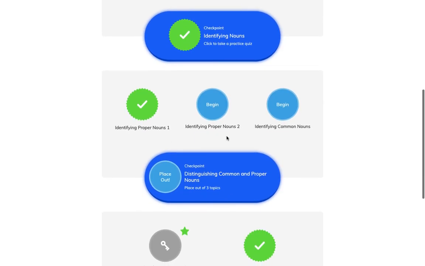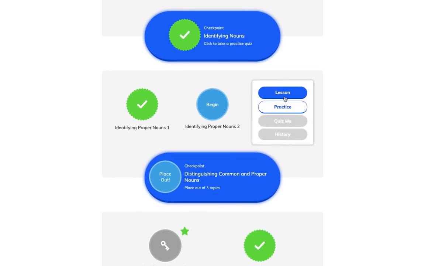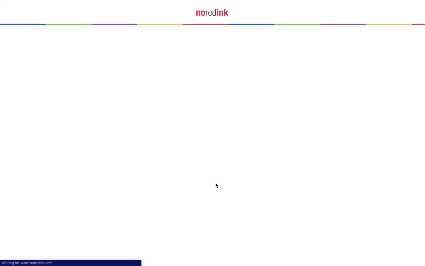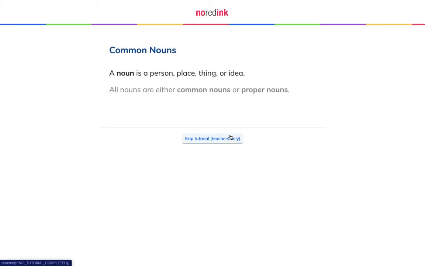So at this point, I'm going to actually skip and do common nouns, and then I'm going to do my checkpoint on them. So a noun is a person, place, thing, or idea, and all nouns are either common or proper.